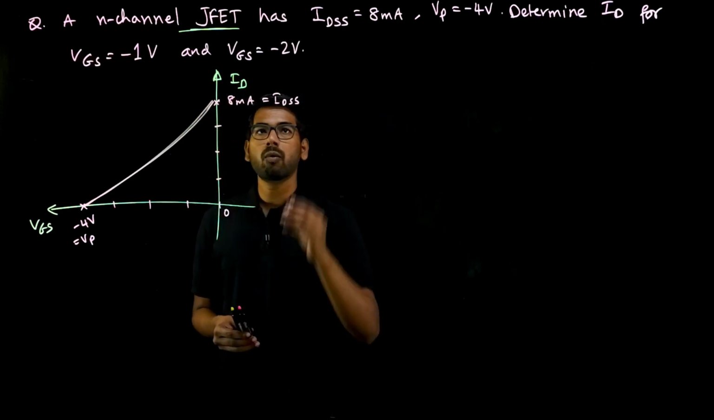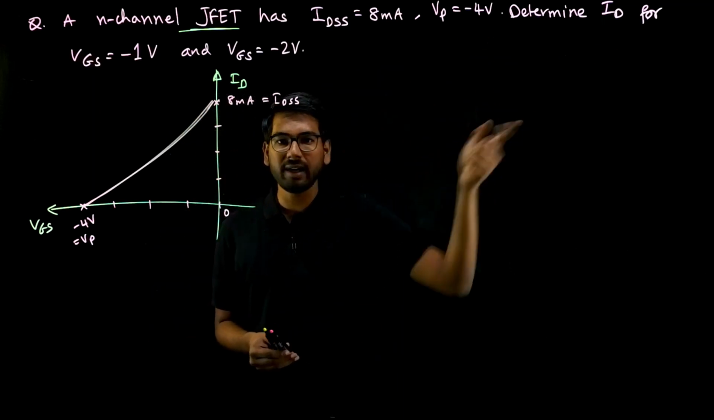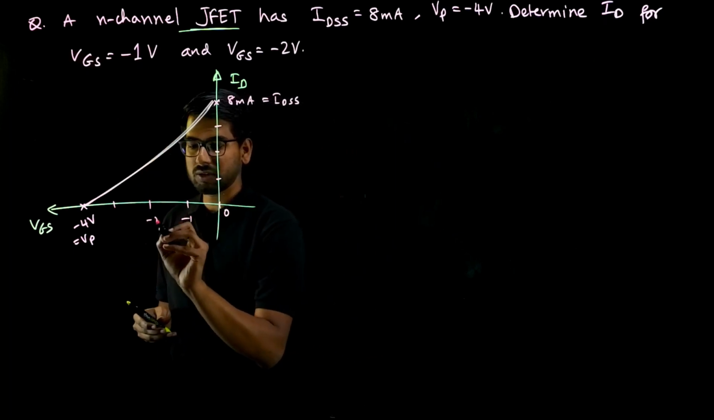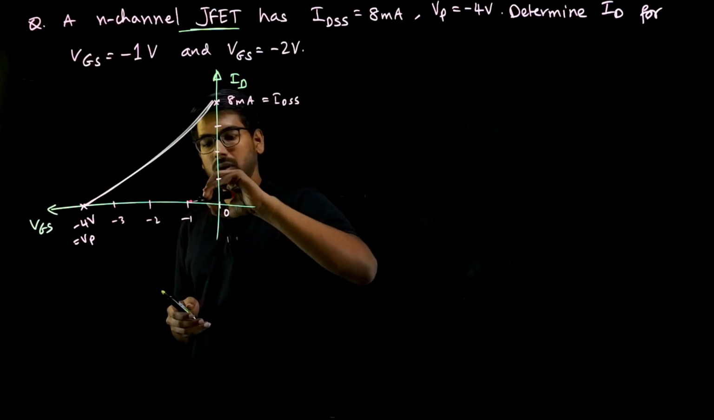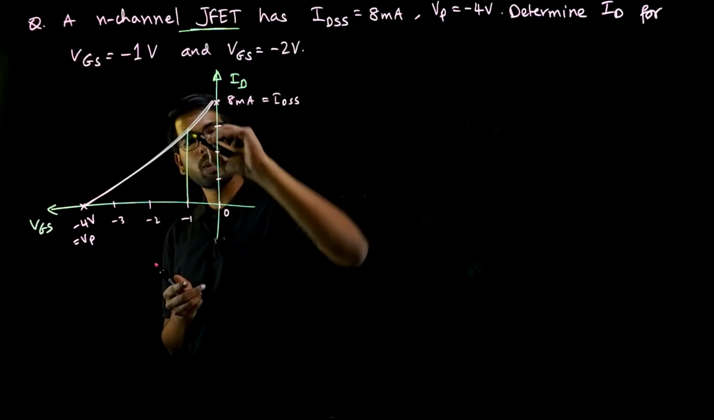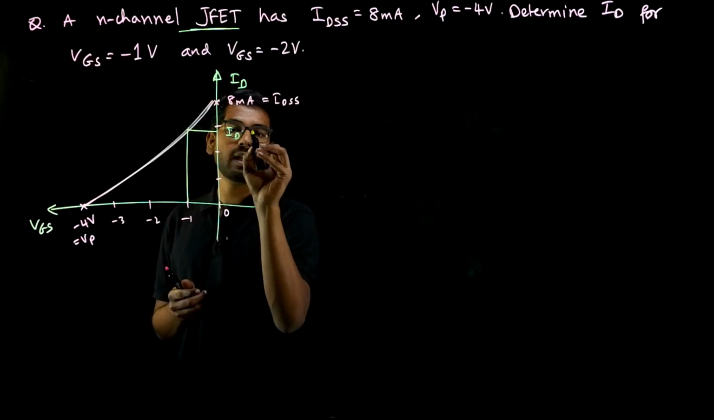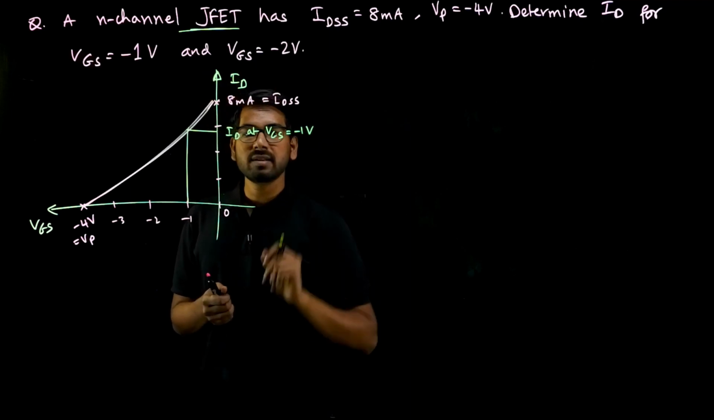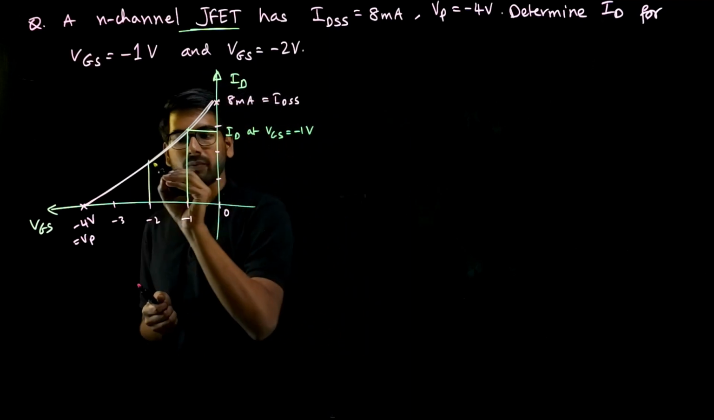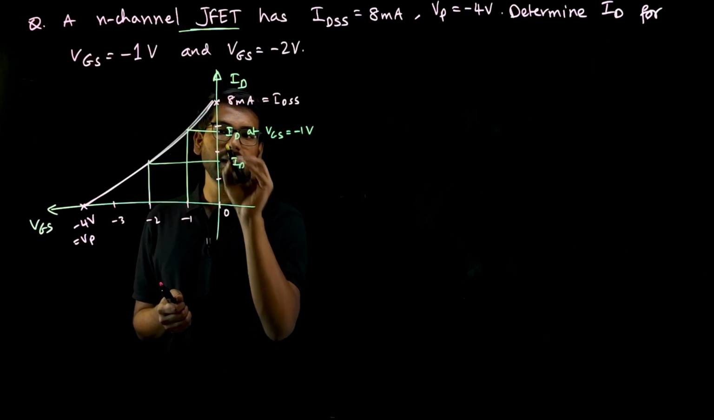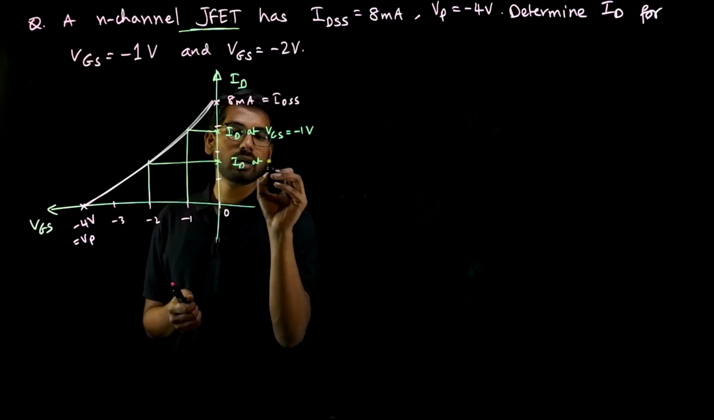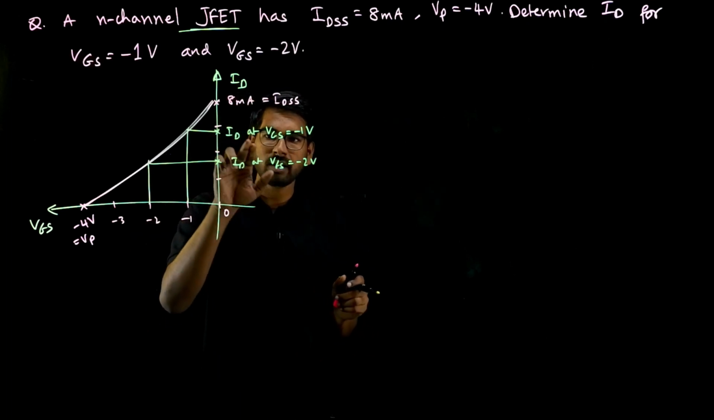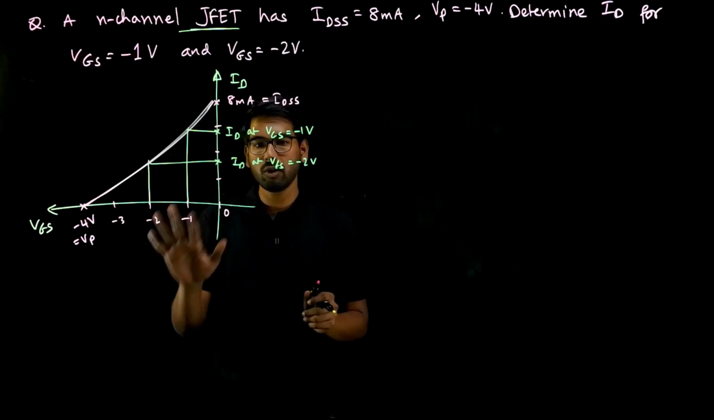If you want to find the ID value, we need to determine ID when VGS is minus 1 volt, so that is here. If minus 4 is here, then minus 1, minus 2, minus 3. This is the ID at VGS equal to minus 1 volt. When VGS is minus 2 volts, that means here, so this is the ID at VGS equal to minus 2 volts. So ID when VGS is minus 2 volts is less than ID when VGS is minus 1 volt. This is all we know.